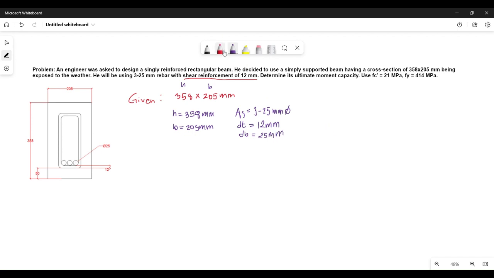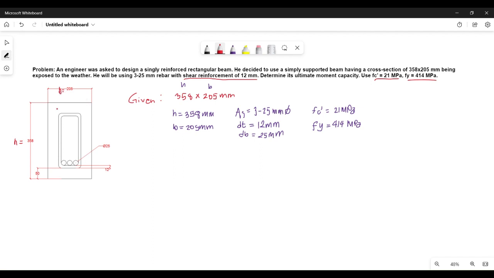Next, we also have the givens of Fc prime and Fy. Let's write this as Fc prime equal to 21 MPa, then Fy equal to 414 MPa. Let's write all the givens of our problem. I also sketched the drawing for this one. Our H here is equal to 358 millimeters. Our base is equal to 205 millimeter.